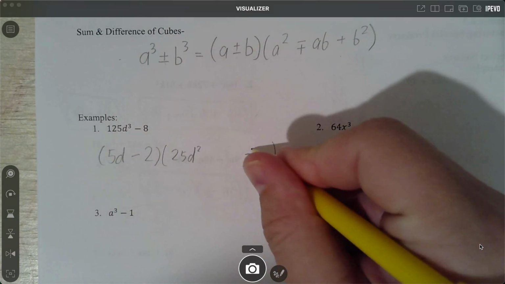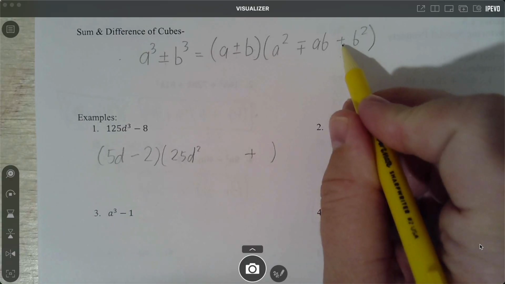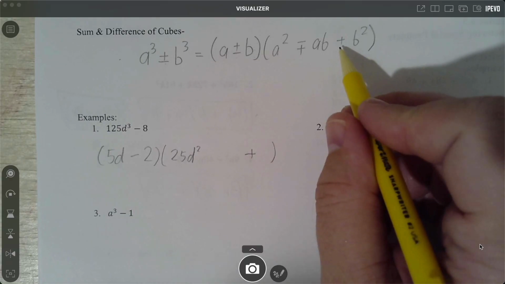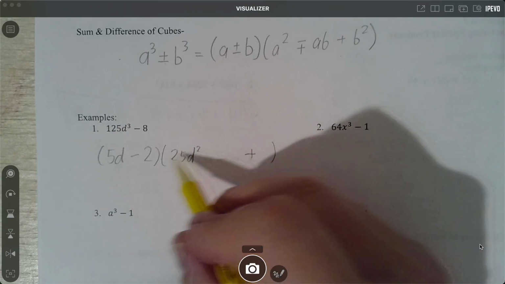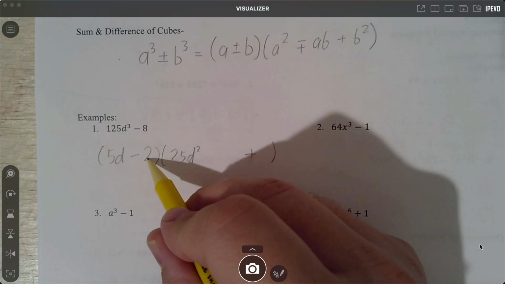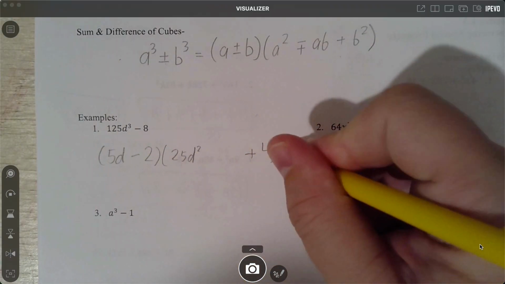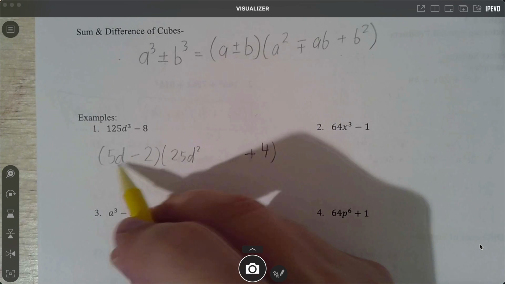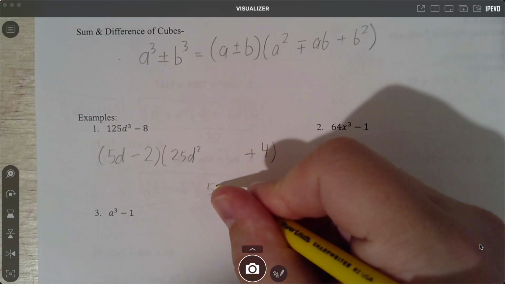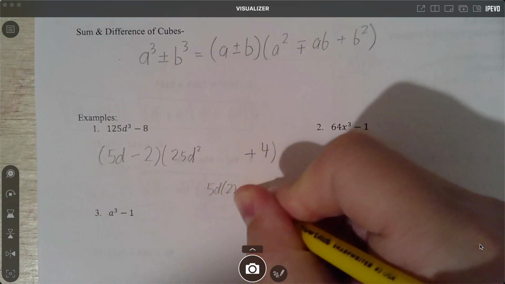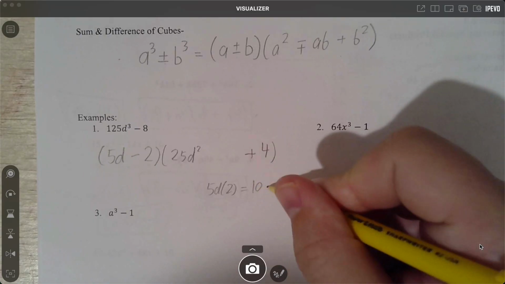All right. On the end, that's the next easiest one. There's always a plus sign, right? That's what that's saying. There's no choice here. There's no minus underneath. So it's always a plus sign, and it's whatever this rooted value is squared. So 2 squared is 4. Now the last thing to do is to put these together. 5d times 2, that's 10d.